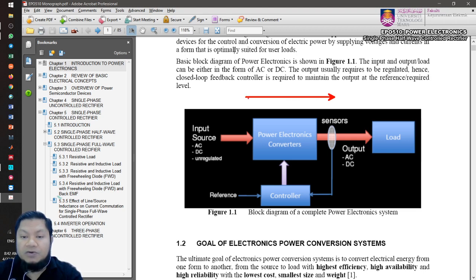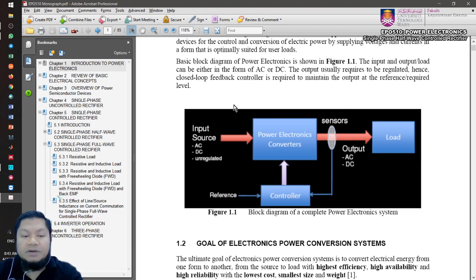So the power flow is from the input side to the output. This is under rectifier operation. But under certain conditions, you may see the power flow which is from the output to the input. So that will be discussed in this inverter operation of the rectifier.